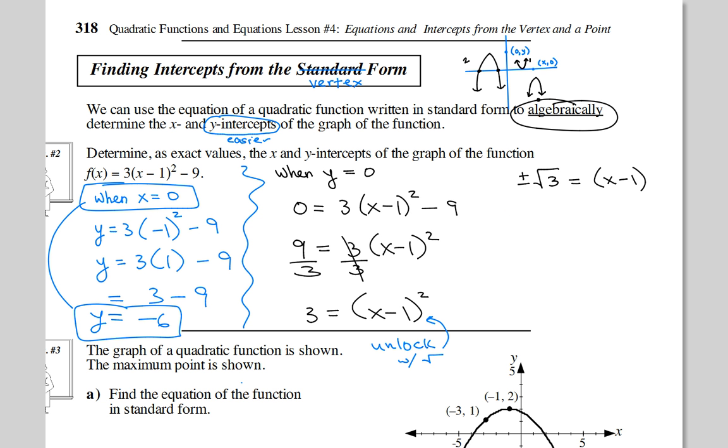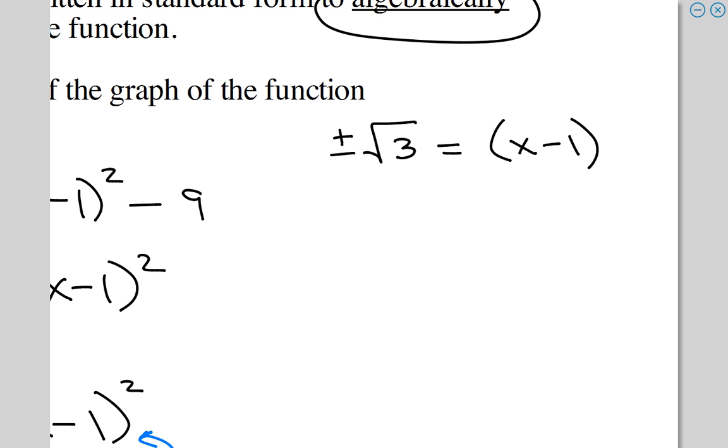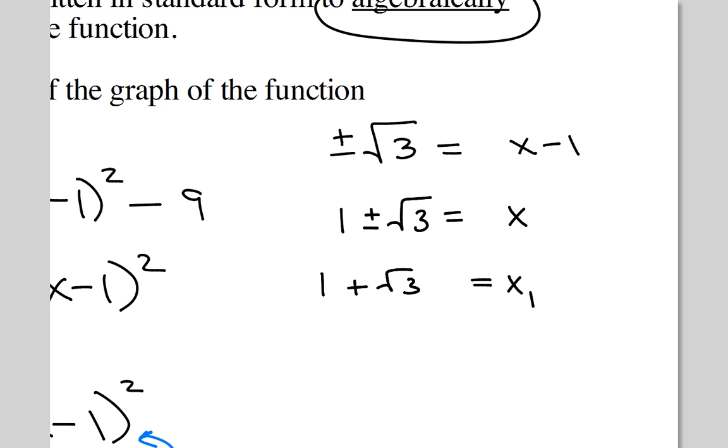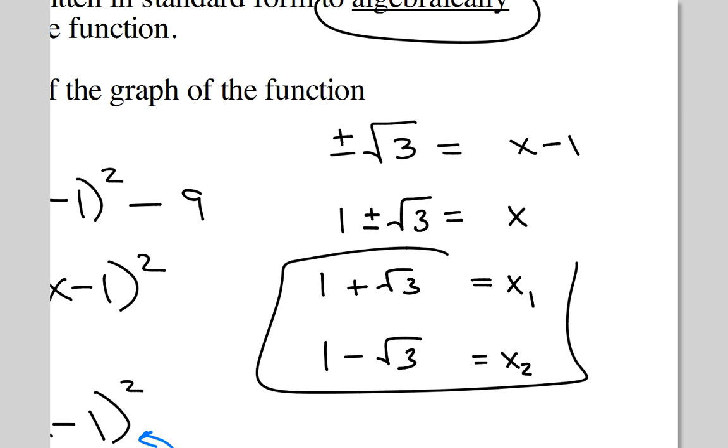All right. Now what do we do to solve for x? Because now that we've unlocked that bracket, you don't need them anymore. Now what do we do? Go throw 1 on the other side. So it's 1 plus or minus root 3. Now, what does that mean? That means one of your x-intercepts is 1 plus root 3, and the other one is 1 minus root 3. And this is your solution. These are called exact values. And you can go to decimal for approximate values if you like.